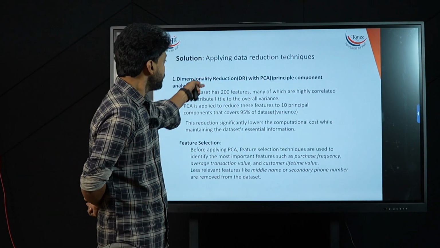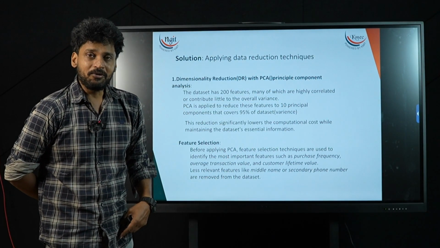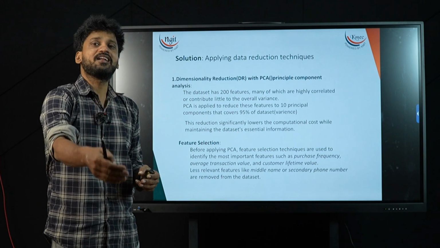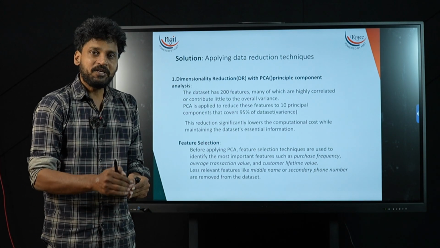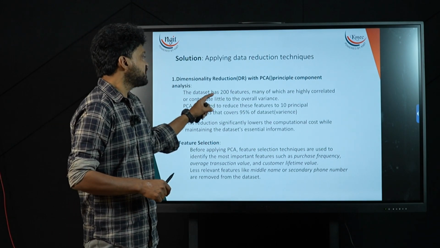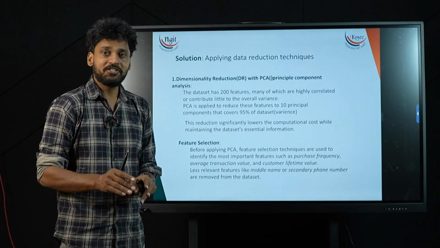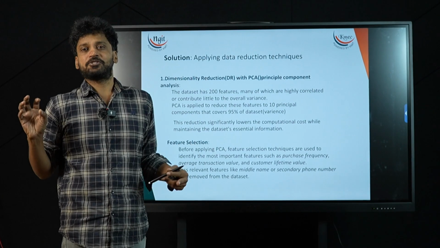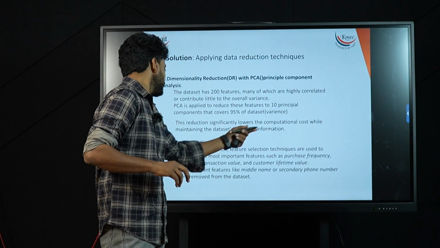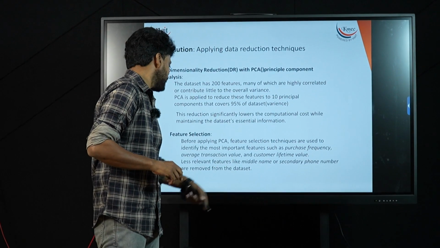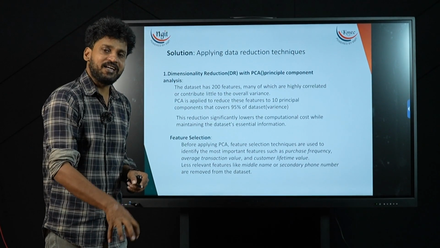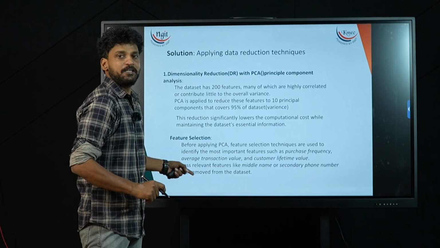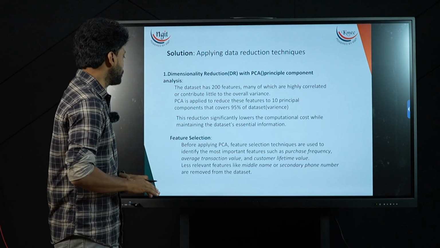Feature selection. Before the dimensionality reduction, we also need to be able to select the features, right? Out of 200 features, which are relevant, which are irrelevant? How do you know? For that, there has to be pre-work done before you apply principal component analysis to the data set. That is called feature selection. In feature selection, we should be able to extract only those features, such as, for instance, purchase frequency, average transaction value, customer lifetime value. Only these relevant details, which are actually going to fit the model, will be extracted. So before PCA is applied, we need to go for feature selection.